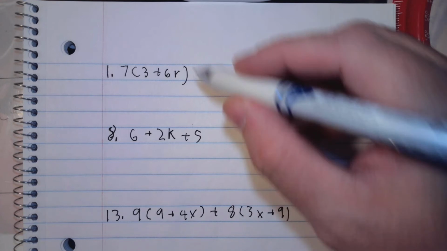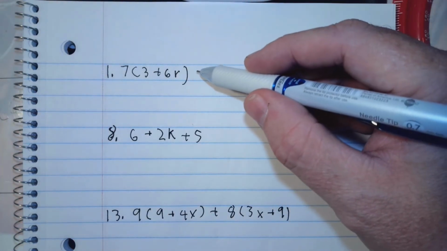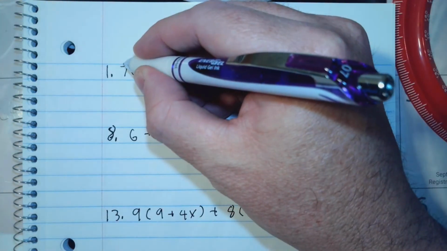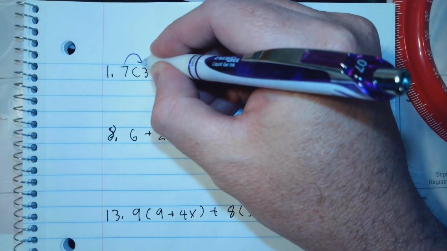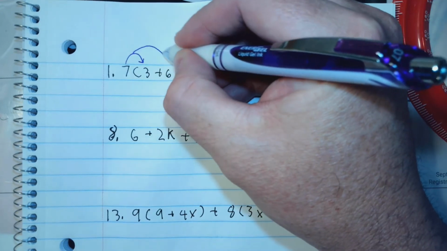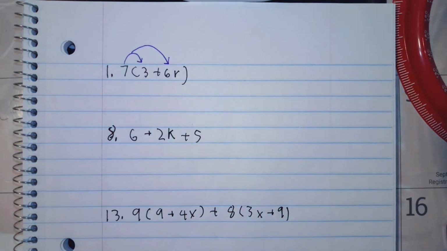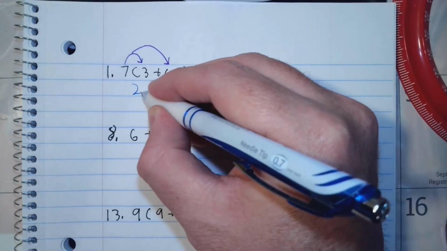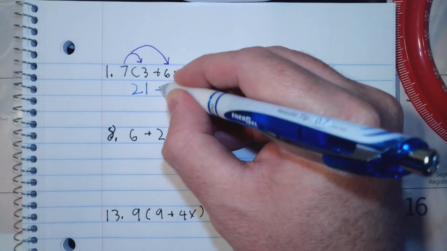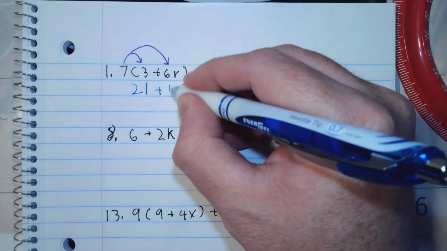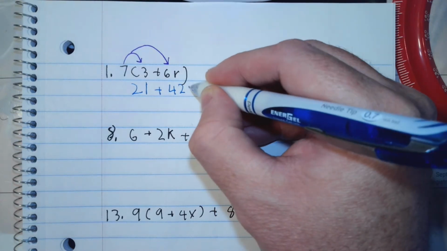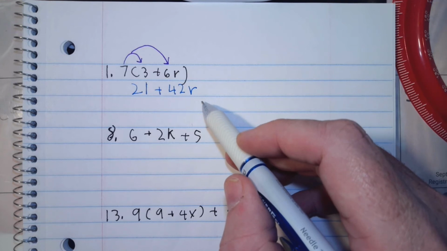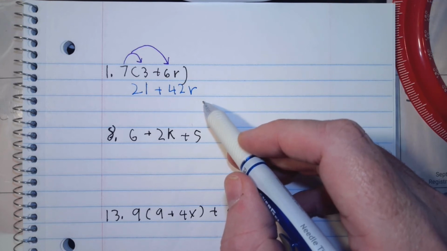Okay, the first, that is going to be the distributive property. And so we're going to apply the distributive property. So I'm going to distribute, which means I'm going to multiply this 7 to these two terms. And so we're going to end up with 7 times 3, that is 21. 7 times 6, that is going to be 42, and R. And that is my completed problem. That is all there is to do on that one.